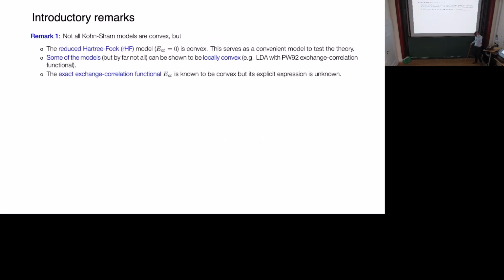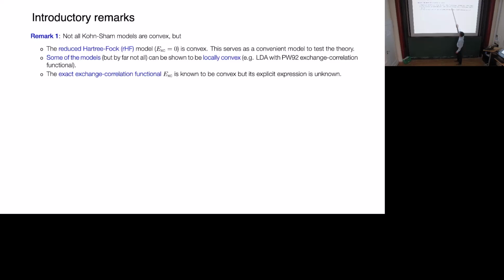Okay. Now, finishing here with some numerical results, but we need to speak about two remarks. First of all, is this convexity assumption realistic? Yes and no. Not all practically used Kohn-Sham models, by far not all, are convex. This is more or less a toy model. If you put this exchange correlation to 0, you can show it's convex. So we use it to benchmark our code, etc.